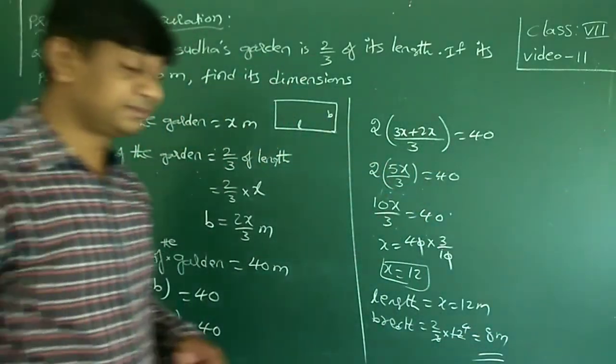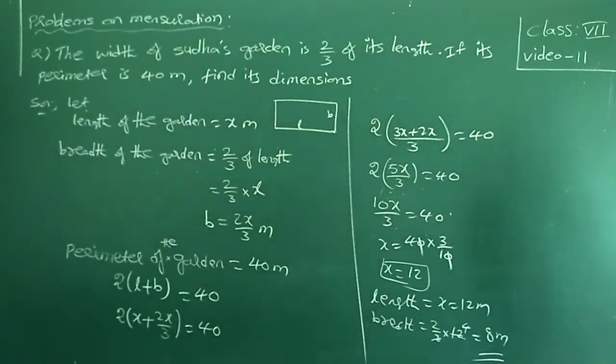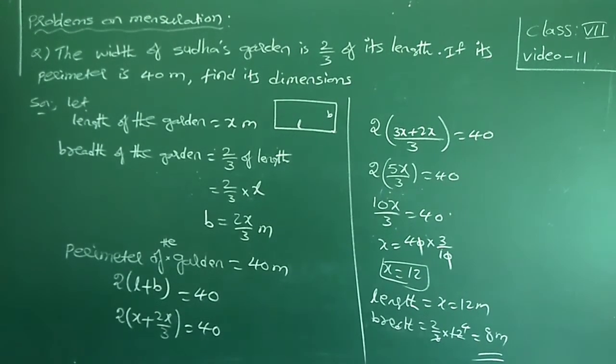Please write down. Sorry students, in the place of b is equal to x by 3, I wrote L before. Please correct that letter. Okay. See, once again the question.